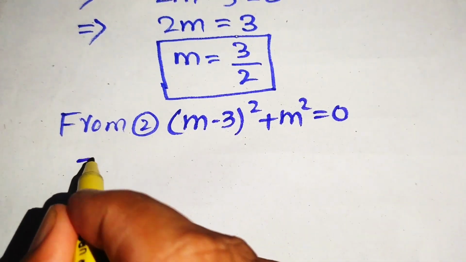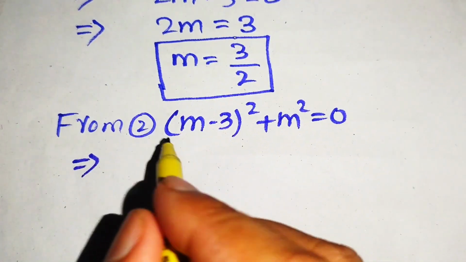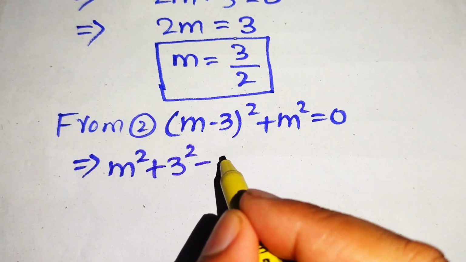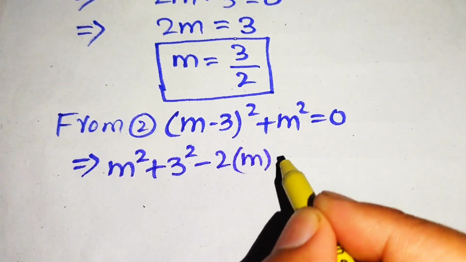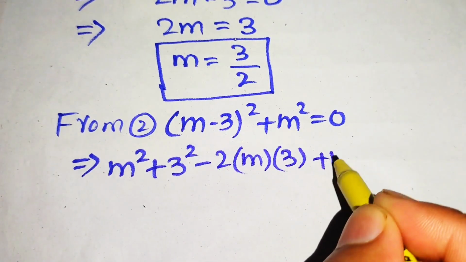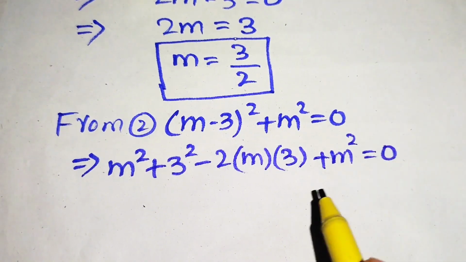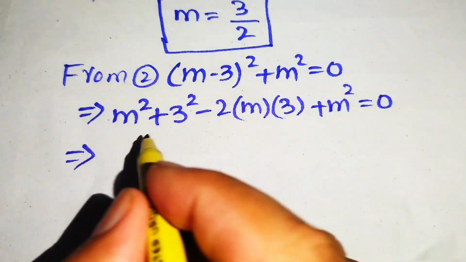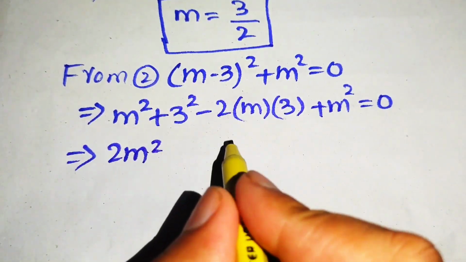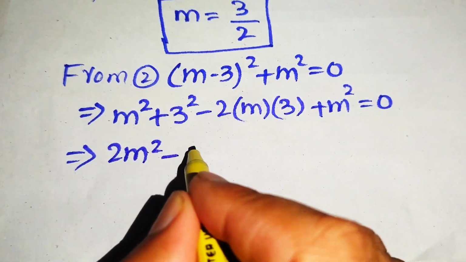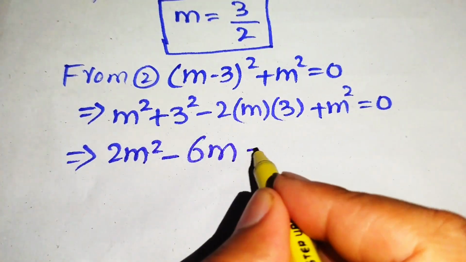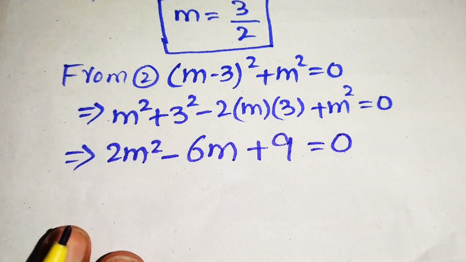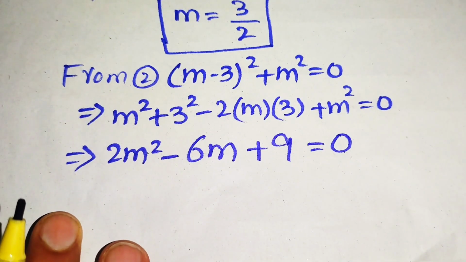So now, first we open this square identity, and we know that it equals a square plus b square minus 2 times a into b, plus m square equals 0. Here we need some simplification: we add m square plus m square and get 2 times m square, and 2 times 3 becomes minus 6m, and 3 square becomes 9, equals 0. So now we have this quadratic equation.